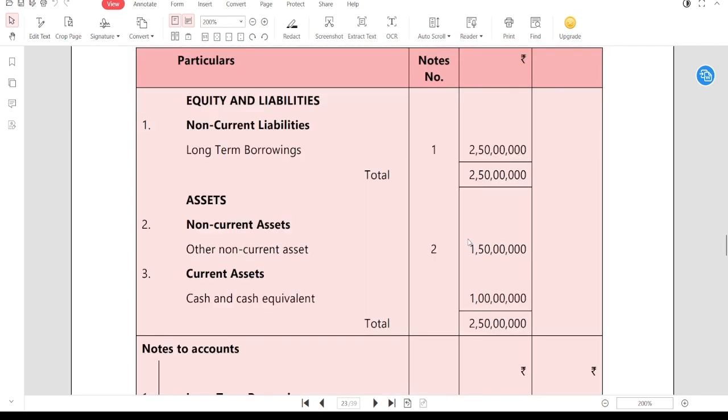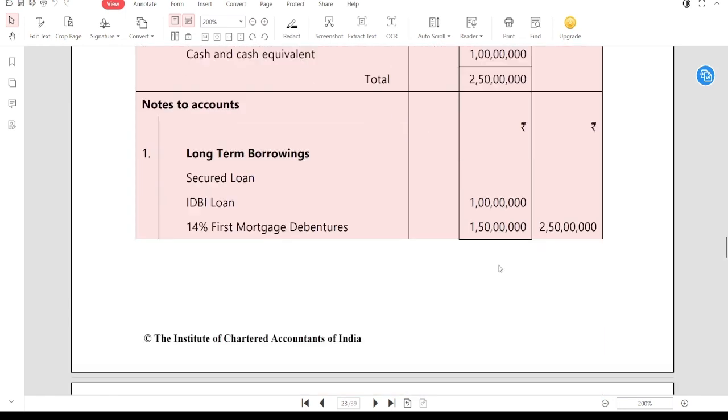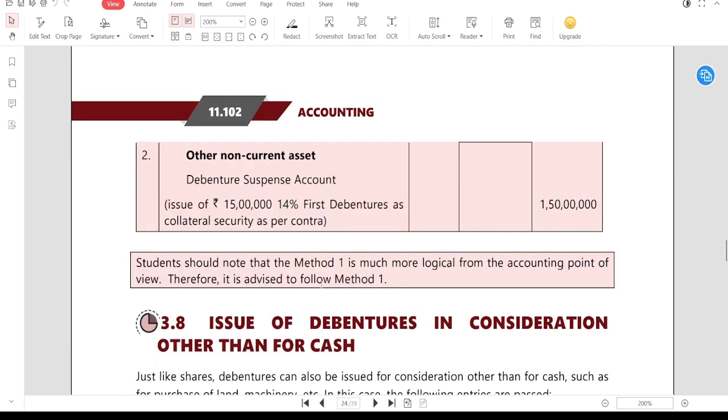And next to that, other non-current asset is 1 crore 50 lakh and cash equivalent is 1 crore. So at the time of issue of debenture, the debenture suspense account, where will it sit? It will sit in non-current assets. See, it's a non-current asset. It means it's like an asset because you are issuing it for the purpose of secondary security. So this will be shown under the non-current asset.